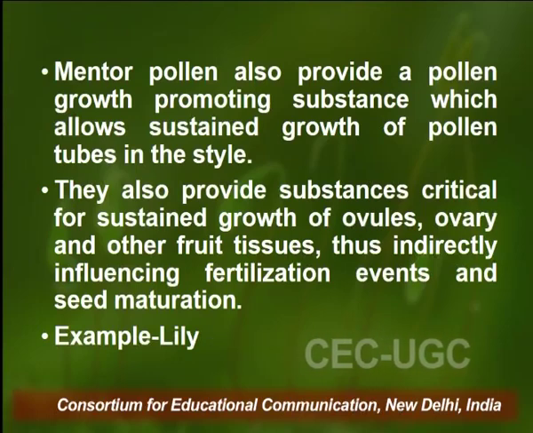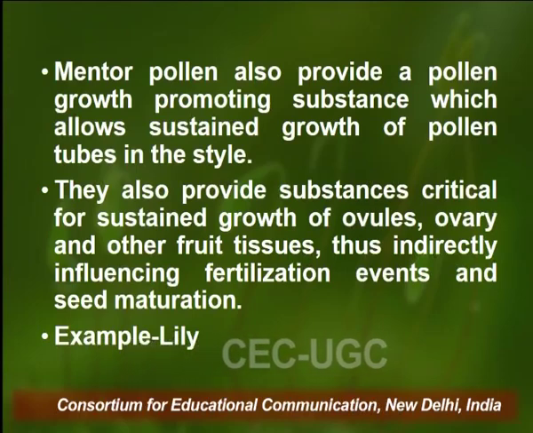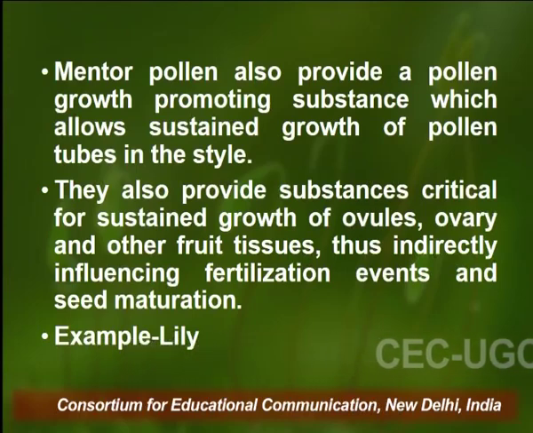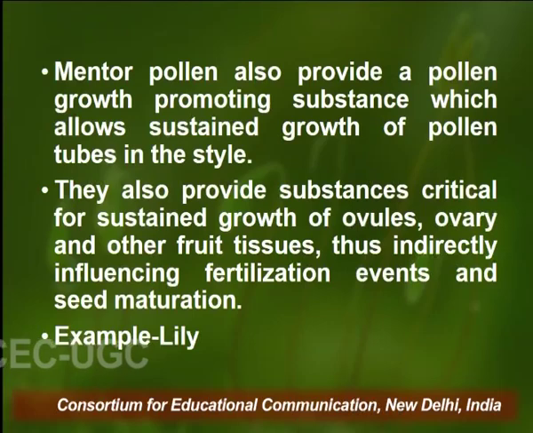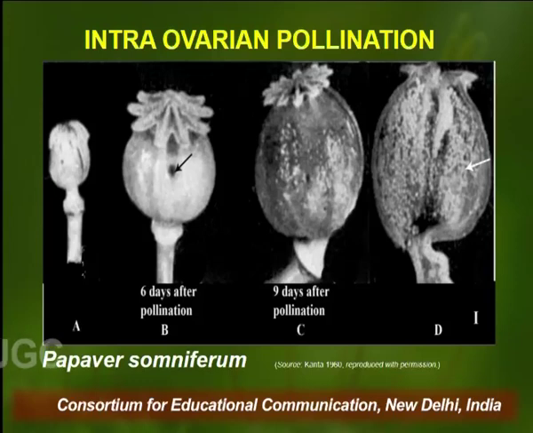Now mind it, this pollen growth promoting substance is not only allowing the pollen tubes to grow, it is also providing substances critical for sustained growth of ovules, ovary and other fruit tissues, thus directly influencing fertilization events and also seed maturation. The second method we talk about is the intra-ovarian pollination.